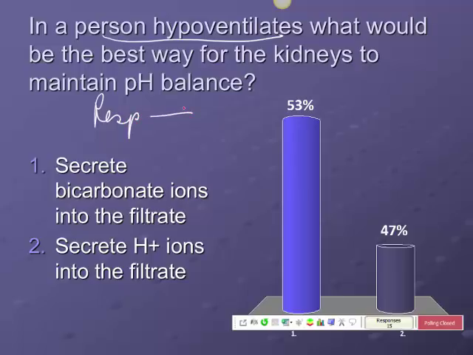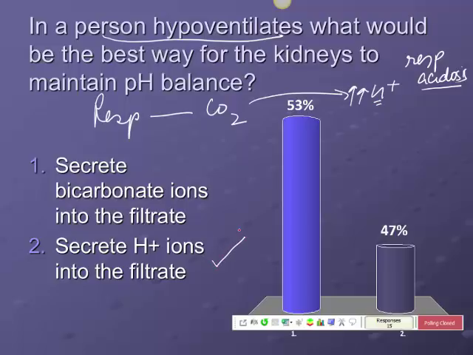If a person hypoventilates, what will rise in the blood? Carbon dioxide will rise in the blood, which means that the end result will be hydrogen ions will increase, right? So they will end up in a state of what we call respiratory acidosis, right? If there's respiratory acidosis, the amount of hydrogen ions is more. What should the kidney do? Get rid of it. So what should it do? It will secrete hydrogen ions into the filtrate, okay?